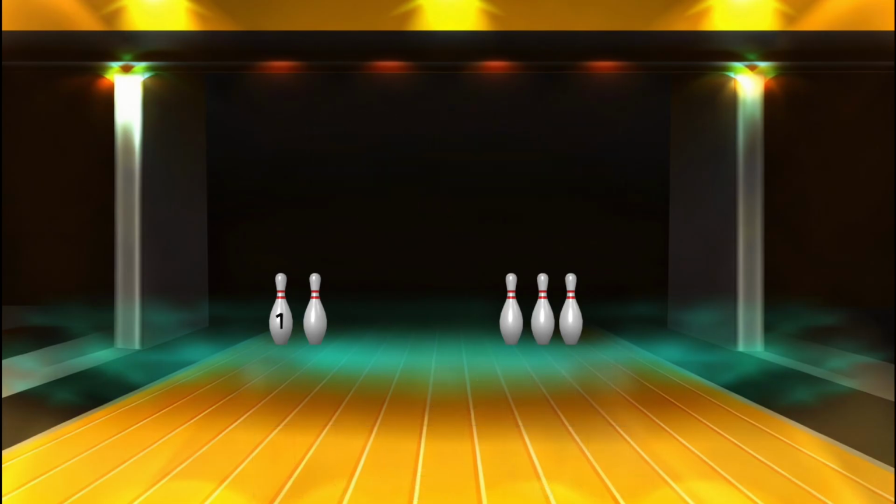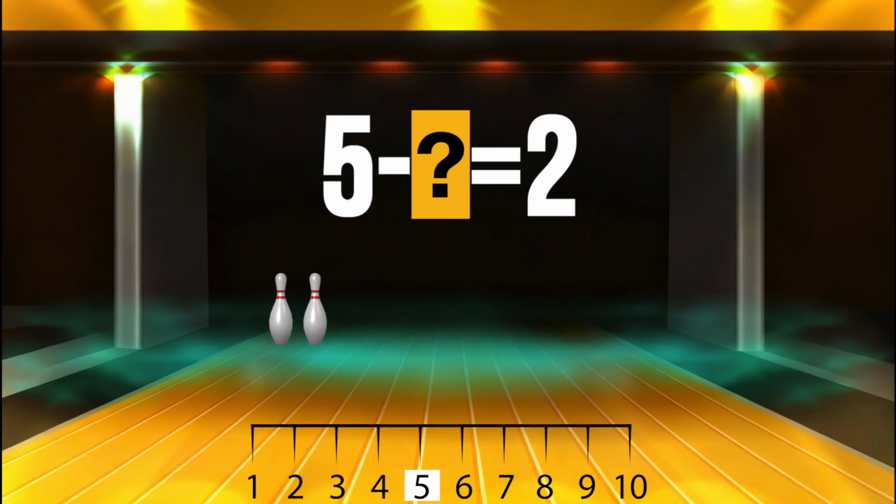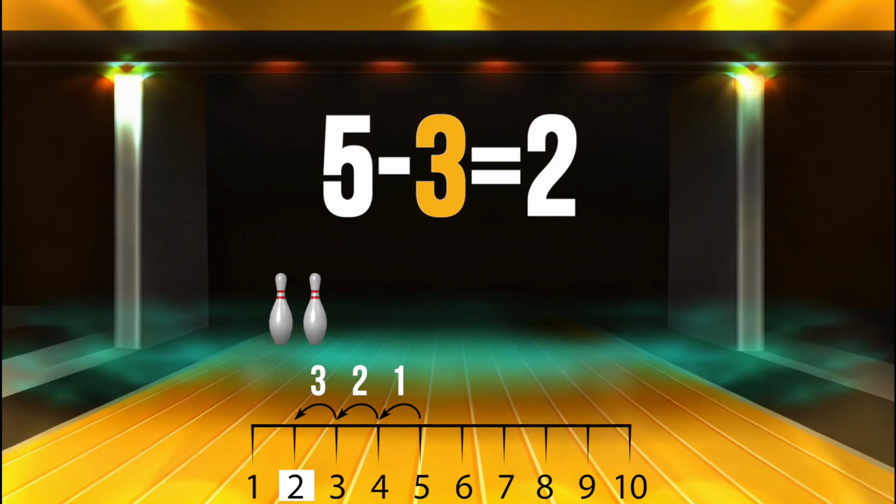We now have 5 pins. The second ball rolls. Now we only see 2 pins standing. Our new subtraction sentence is 5 minus what equals 2? Let's count back from 5 to 2. 1, 2, 3. We counted back 3 numbers. That means 3 pins fell from the second ball. 5 minus 3 equals 2.